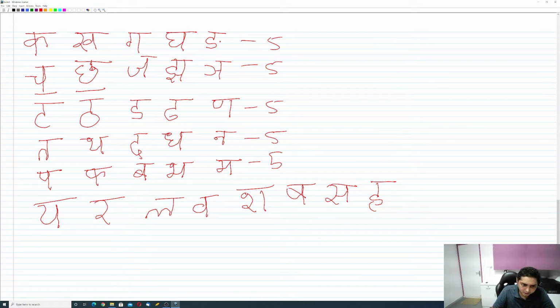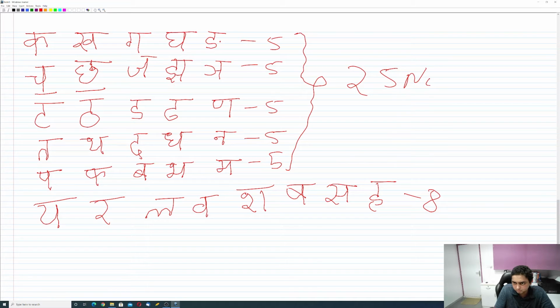Okay, so here you can see in the organized Vyanjanas we have 5 in each row. And here in the unorganized Vyanjanaksharas we have 8 of them. 1, 2, 3, 4, 5, 6, 7, 8. The organized Vyanjanaksharas number 25, and the unorganized Vyanjanaksharani are 8 in number.